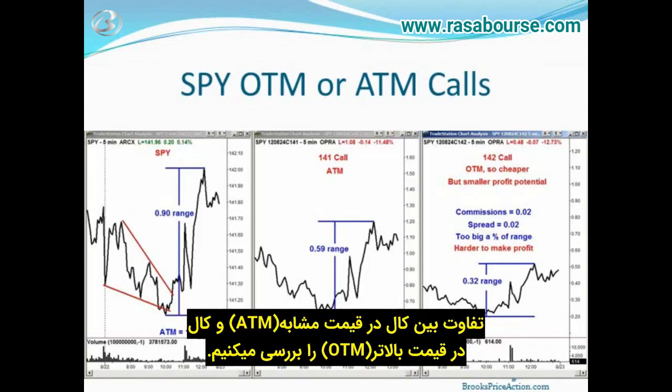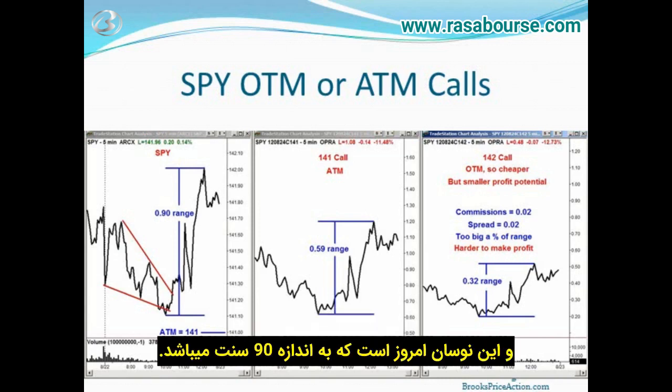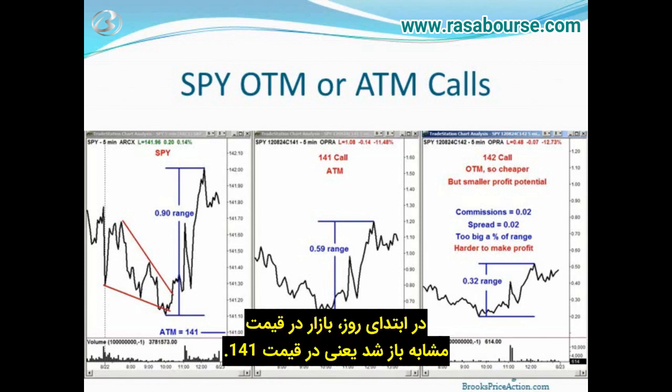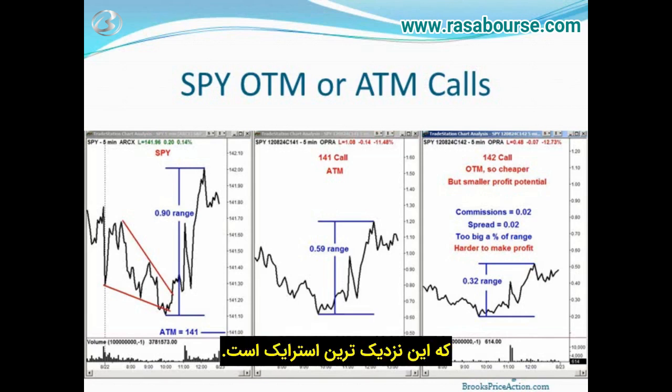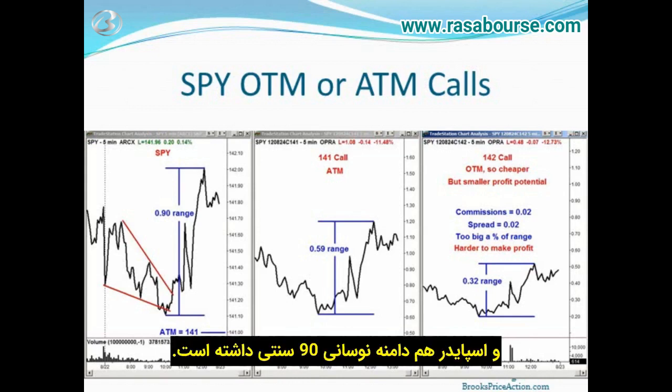Here's an example comparing out of the money and at the money calls. On the left, here's the spider, and it's a line chart, not a bar chart. And this is what took place today. We had a 90-cent range. Okay, the market opened up, and at the money was 141 earlier in the day. That's the closest strike, right? So at the money is 141. Had I bought an at the money call at the absolute low tick, well, let me put it this way: the 141 call had a range of 59 cents today. The spider itself had a range of 90 cents.